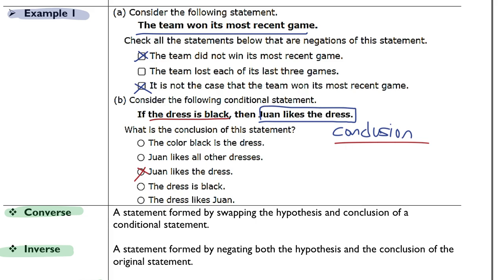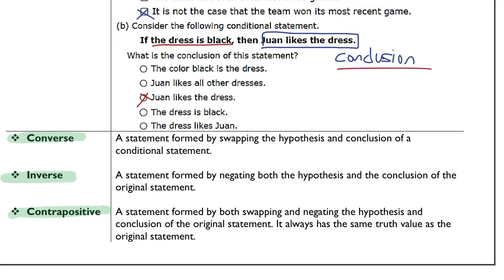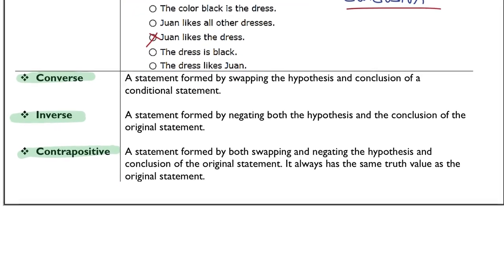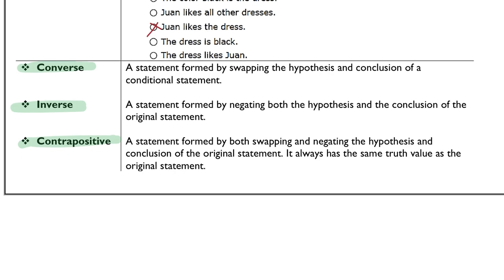So this is just identifying the conclusion or the hypothesis, depending upon the question. The last thing on this side is 3 new vocab terms called the converse, the inverse, and the contrapositive. Again, it's going to deal with the hypothesis and conclusion. If you forgot from above, our hypothesis we label as a lowercase p, and our conclusion is a q.